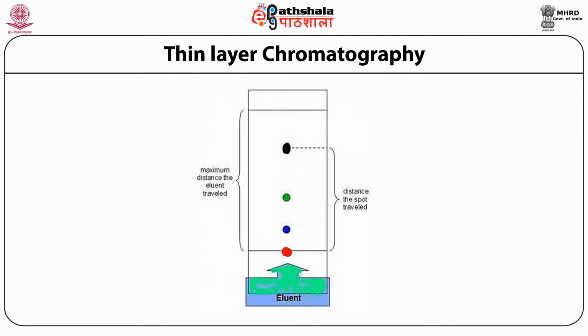This is the picture of the thin layer plate, where we spot a sample and then dip it into the eluent. The eluent passes through this plate due to capillary action or by the force of gravity, and the distance traveled by the spot is calculated. This is the qualitative parameter of any species present in a solution.